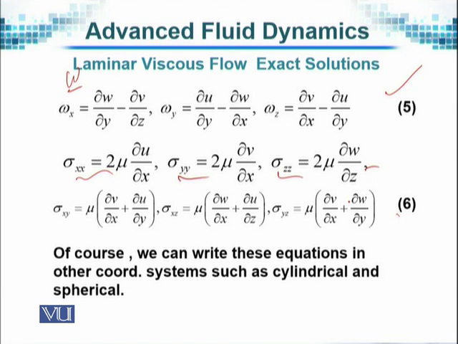And of course, we can write all these equations in other coordinates, such as cylindrical coordinates, where we write in r, theta, z. And if it is spherical, then we take them in r, theta and phi coordinates. So the nature of the equation changes, and resultantly, as expected, the nature of the solutions also changes.